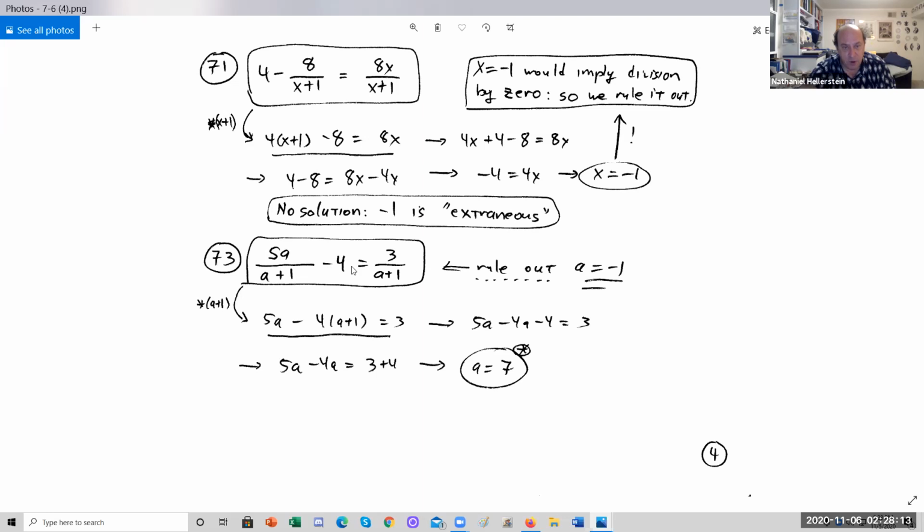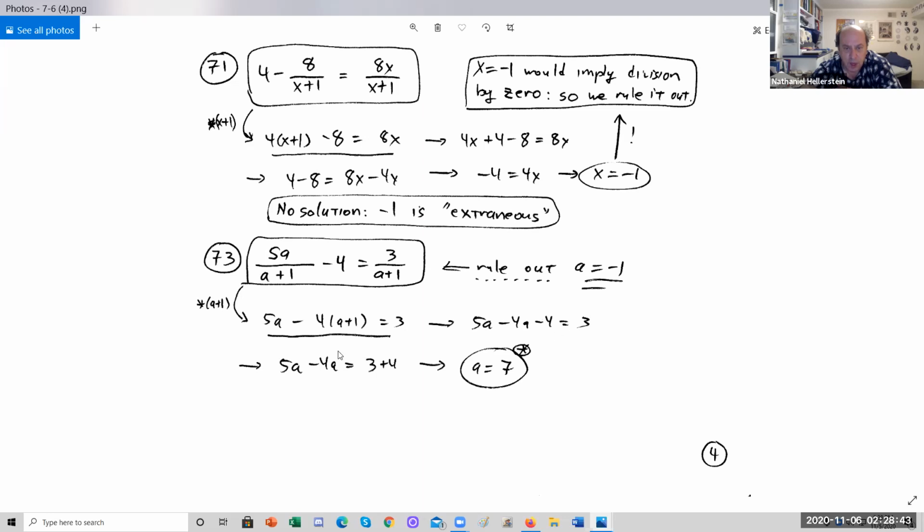5a over a plus 1 minus 4 equals 3 over a plus 1. As before, we have to rule out a equals negative 1, lest we divide by 0. Okay, multiply it out by a plus 1. This becomes 5a minus 4 times a plus 1 equals, this becomes a 3. All right, here, 5a minus 4 times a plus 1 equals 3. Distribute the negative 4. 5a minus 4a minus 4 equals 3.